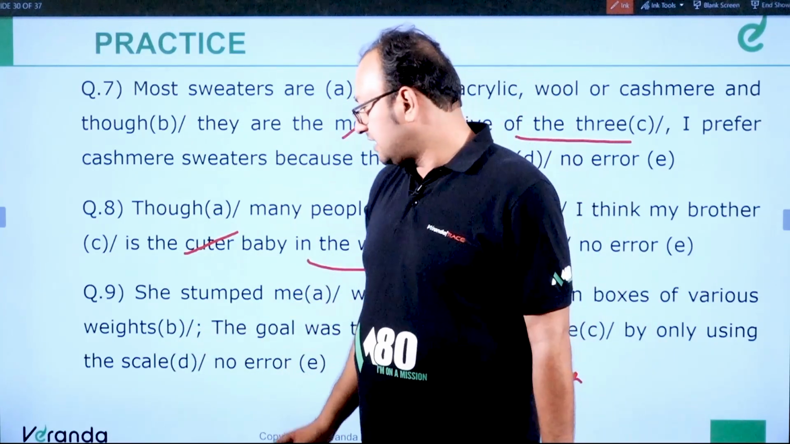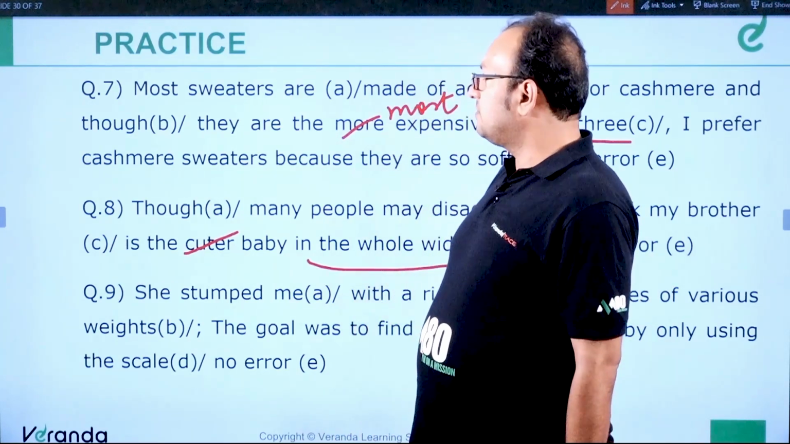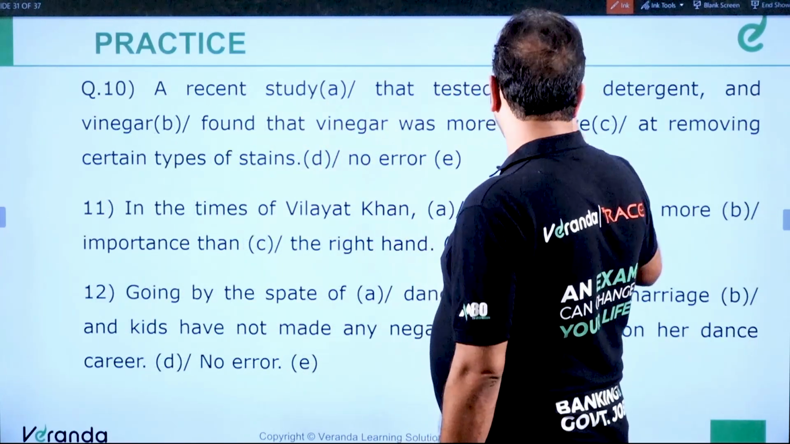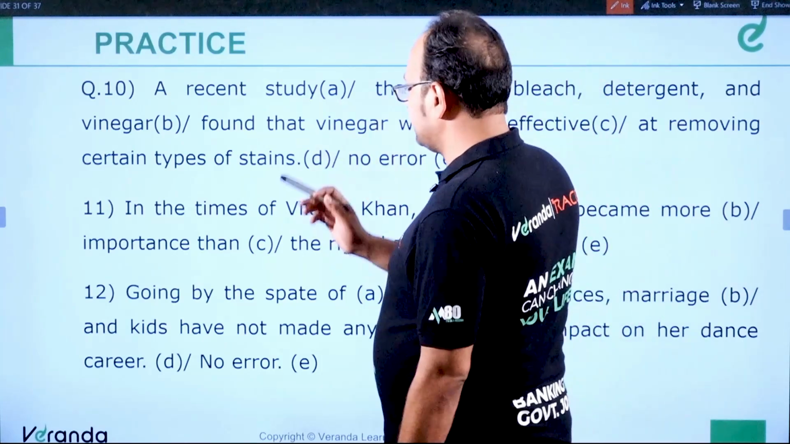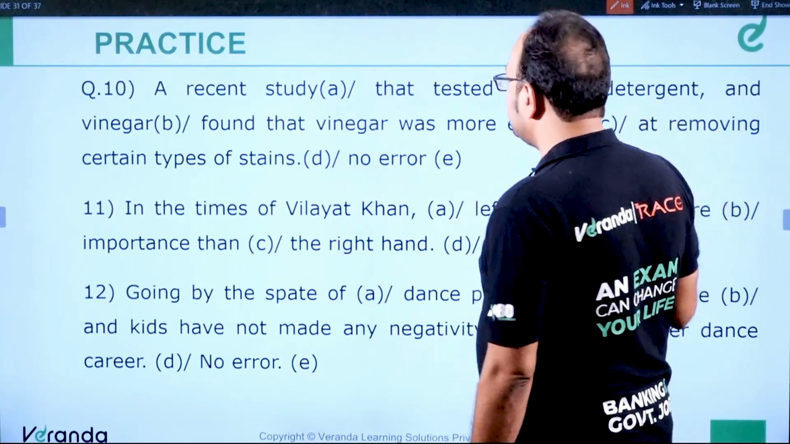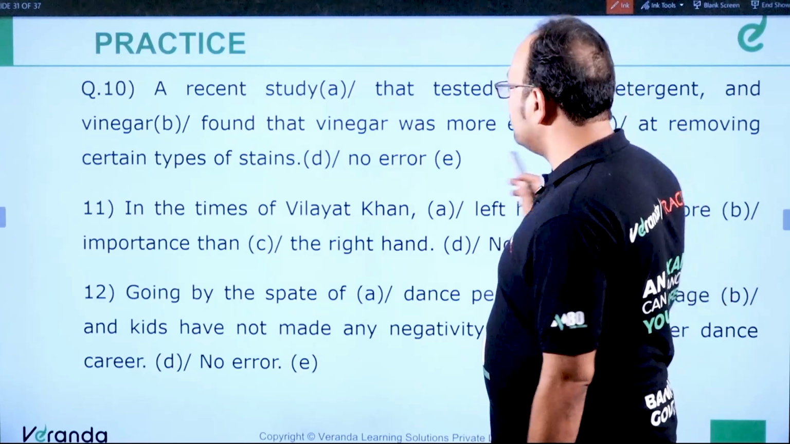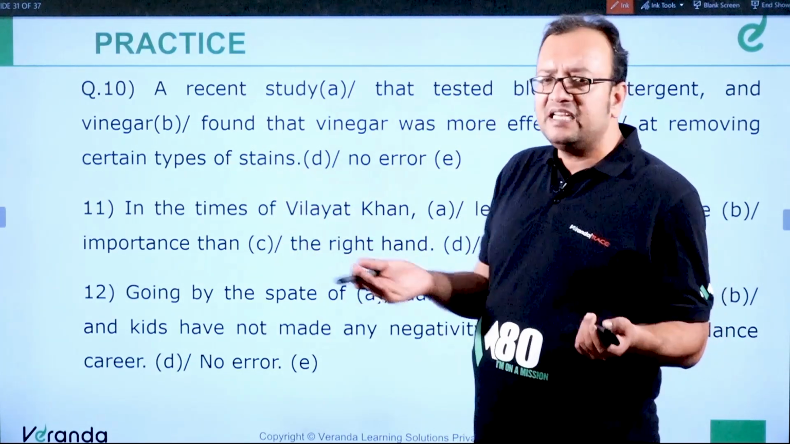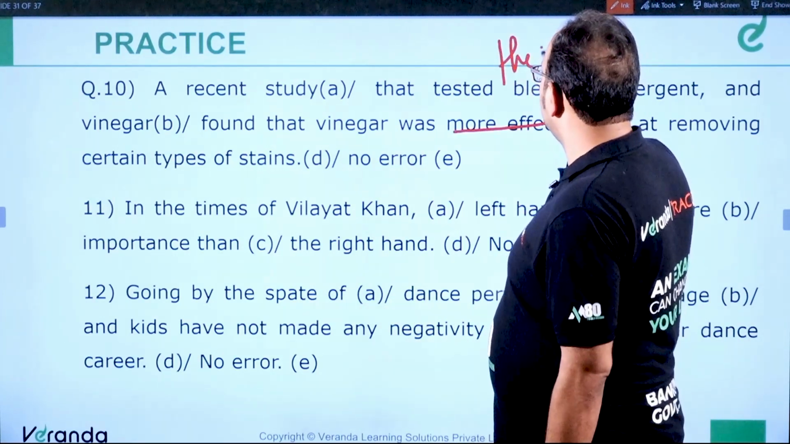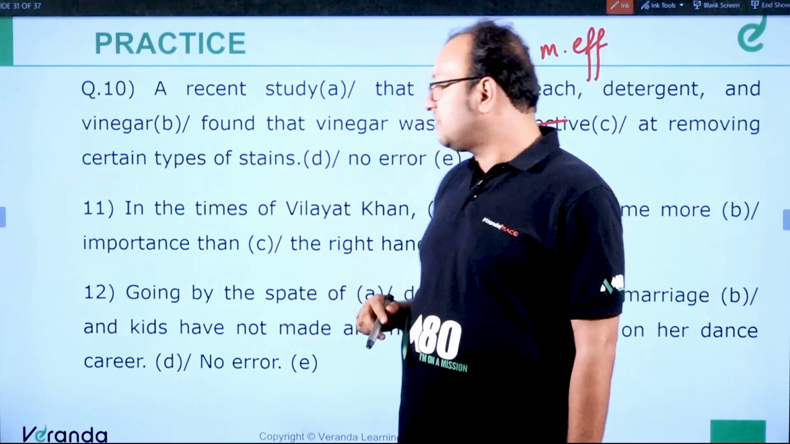This was the error in the part C. Clear? Moving ahead to question number 10. A recent study that tested bleach, detergent and vinegar. 3 entities are there, understand. A recent study that tested bleach, detergent and vinegar found that vinegar was more effective at removing certain types of stains. Very easy question. 3 entities are there. So it should be was the most effective. The most effective. Because there are 3 entities. That's why we'll use most effective.